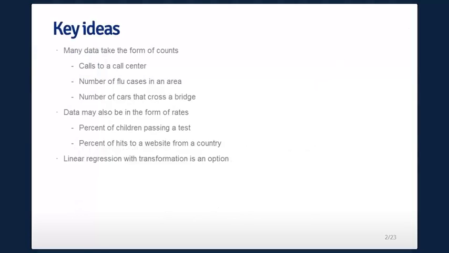Okay, so the key idea here is that many data take the form of counts, and that we can't necessarily model counts in the same way that we model other things with linear regression or binary regression, the two topics we've covered so far. So some examples of counts are calls to a call center, number of flu cases in an area, number of cars that cross a bridge, and so on.